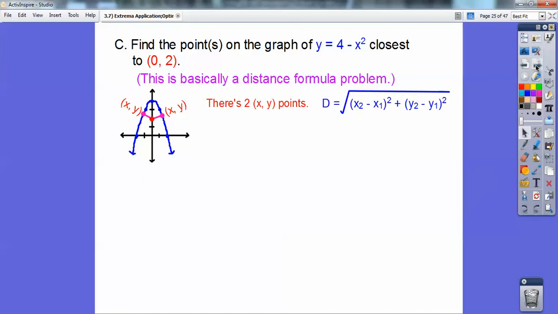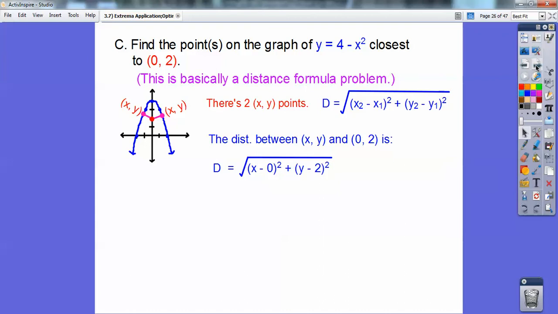So there's the distance formula. Remember that from your Algebra 1 class? We're looking for the distance between (x, y) and (0, 2), so we plug it in right there, and then don't forget that y equals 4 minus x squared, so I substituted in 4 minus x squared for that y right there. Clean this up. 4 minus 2 is 2 minus x squared.